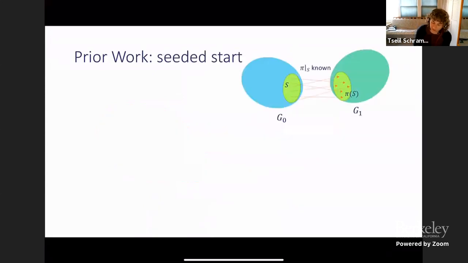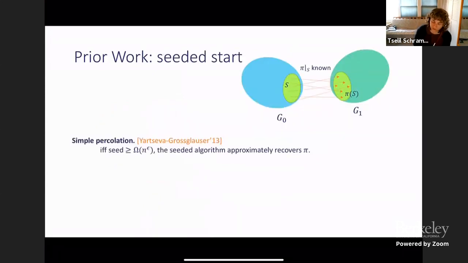You have some domain knowledge, and then if you have a seed that's polynomially large, like size n to the epsilon, where this epsilon should depend on your average degree, you can just do a really simple percolation to recover the permutation.